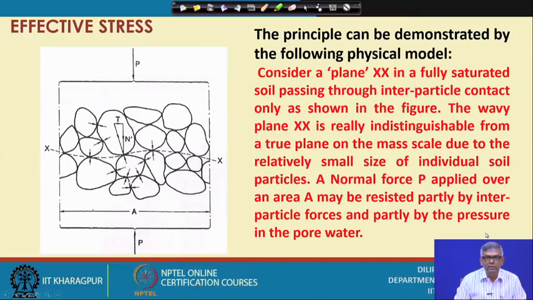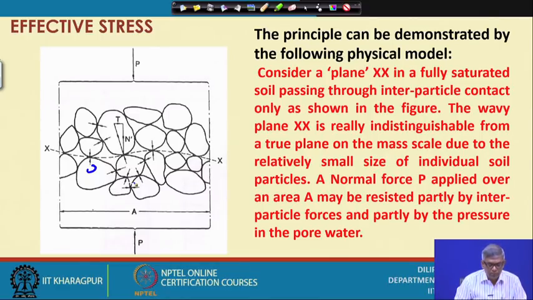So, if I look at the soil mass in a very large view, these are all soil grains, and they have a number of contacts between the soil grains. The remaining portion between the contacts of the particles is voids. These voids, in the saturated condition, will be filled up with water, otherwise they will be filled up with air.